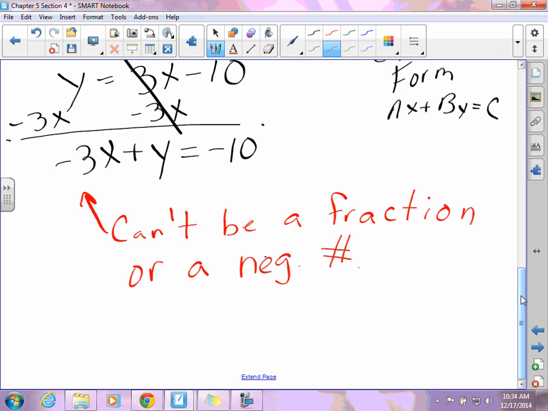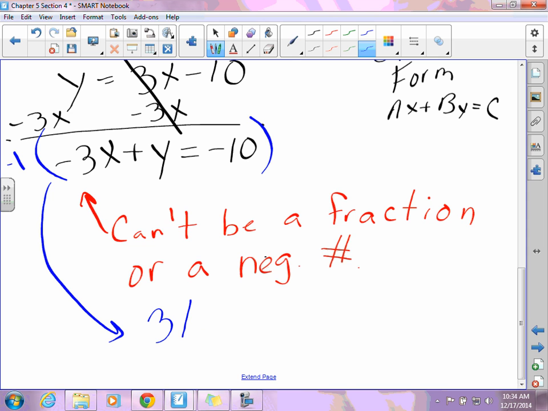So what we're going to do is this. I'm going to take this now, and that skill that we just learned, I'm going to use. And I'm going to multiply it by a -1. Okay? So now watch what happens. -1 times -3x is 3x plus -1 times y gives me -y equals -1 times -10 is 10.